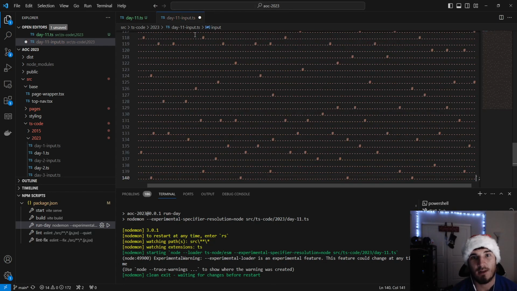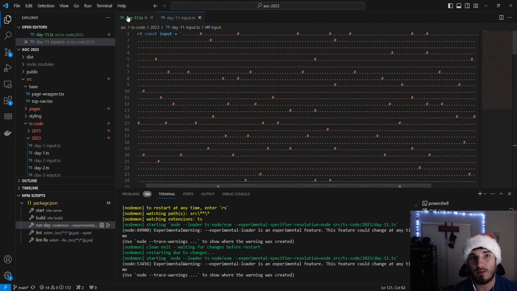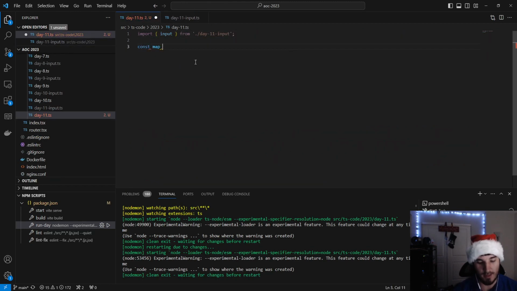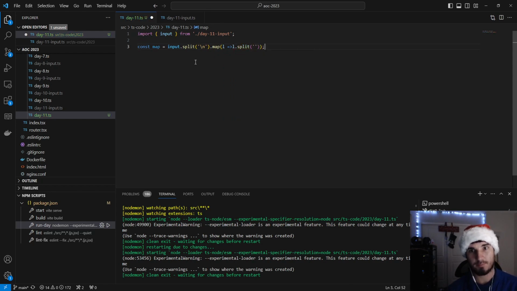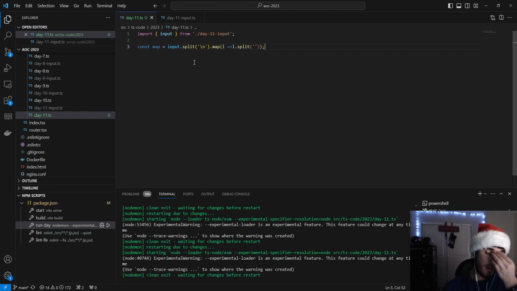Not really, but alright. So the first part of this, obviously, is to have our map. What we need to do is first take our input, split on new lines, and then map each line to be split on every character. Sorry about the train that's going by. So now we have this.